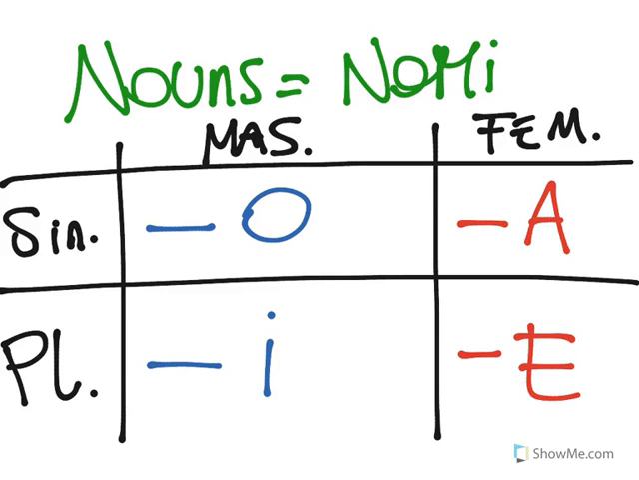Most of the nouns, nomi, in Italian change their structure depending on gender and number. So depending on if they're indicating a masculine or a feminine thing, and if they're indicating something singular or plural. So how do we recognize the gender and the number of this noun?